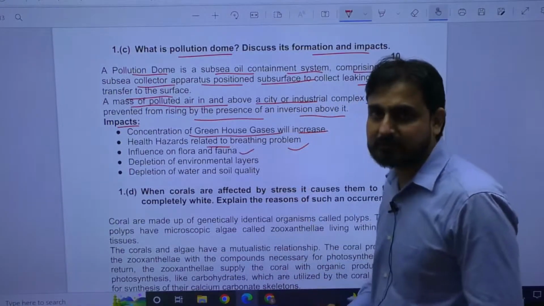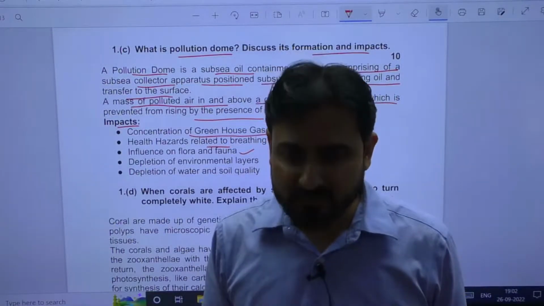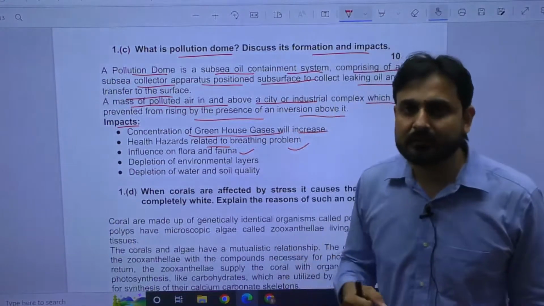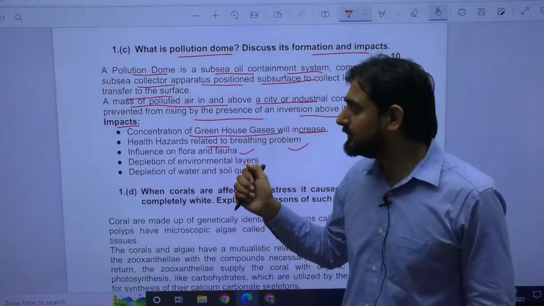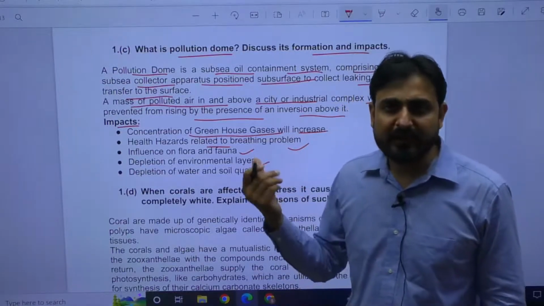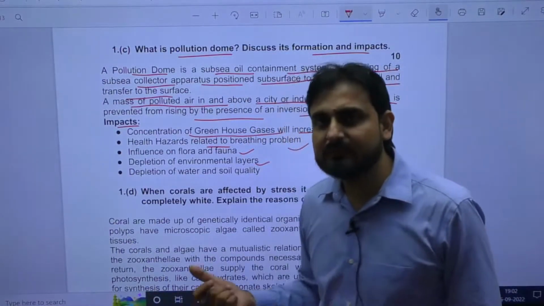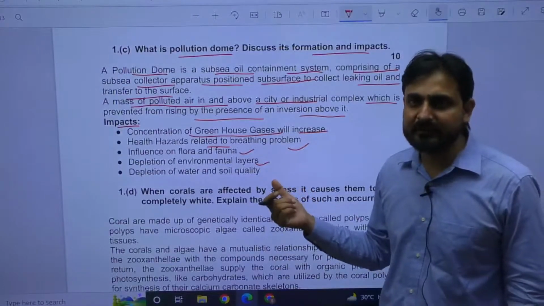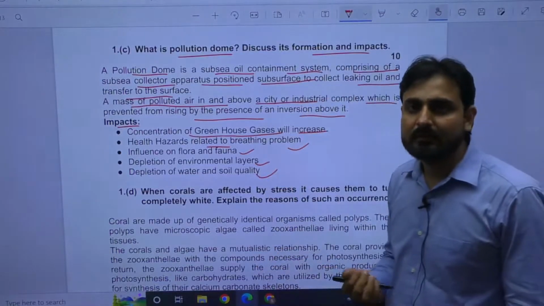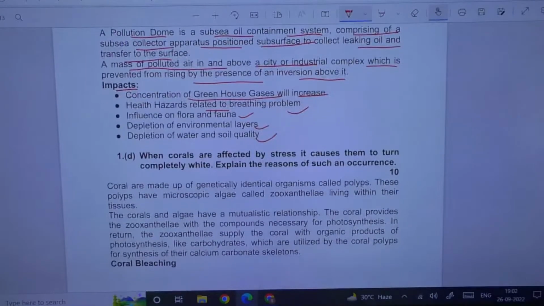Influence on flora and fauna: it also impacts their breathing rate requirement, so their growth is also impacted. Sometimes death also takes place due to very high concentration of pollution. Then depletion of the environment layer, including the ozone layer, if we talk about pollution dome over the land surface. Then due to concentration of greenhouse gases, depletion of the ozone layer also takes place, along with depletion of water and soil quality. So these are some of the major impacts of the pollution dome, so you need to define that.